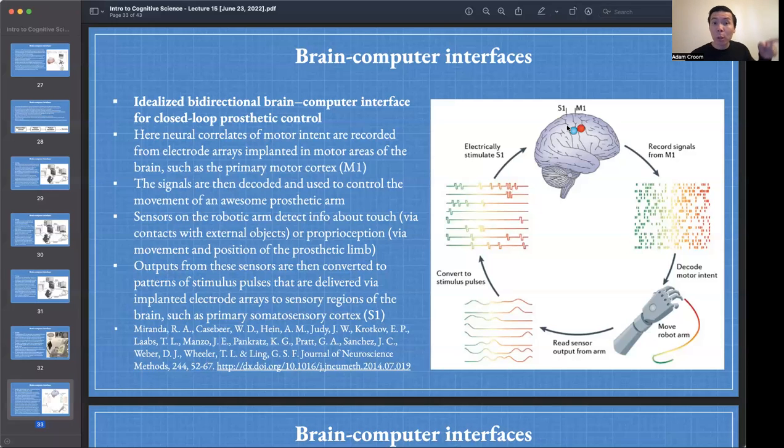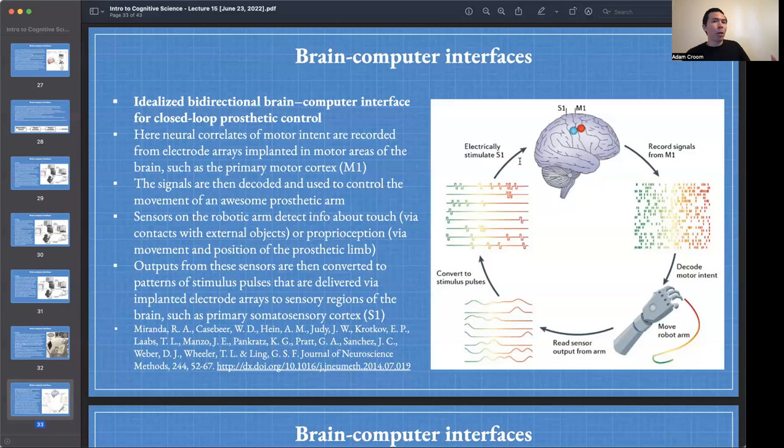Okay, and you see now we have a loop going on here where my motor intent is generating signals that are used to move the arm, but the movement of the arm is then generating signals back to somatosensory cortex, giving me feedback of that movement. Okay, and then based on my feedback, I can then modify my motor intent, right? Which is going to modify the signal I produce, which is going to modify the movement of the arm. And that modified movement of the arm is going to send a modified signal back to primary somatosensory cortex. And I can continue doing this loop.